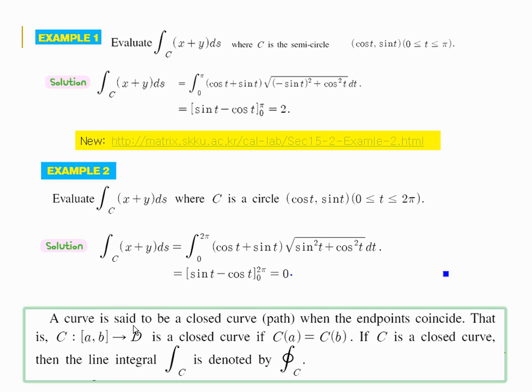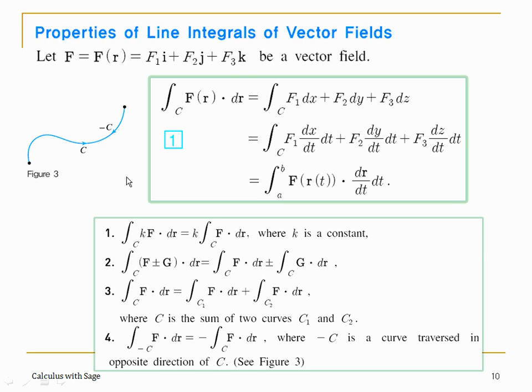A curve is said to be a closed curve when the end points coincide. When the end point and initial point are the same, we call it a closed curve. That is, C is a closed curve if C of A is equal to C of B. If C is a closed curve, then this line integral is denoted by an integral over C with a circle, when you do the integration on a closed curve.